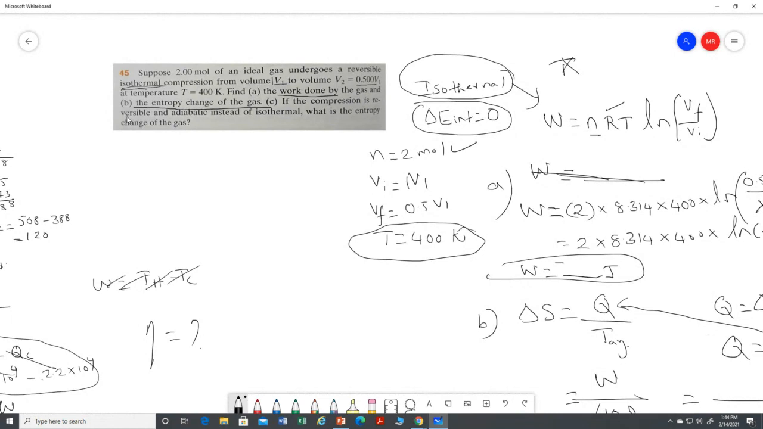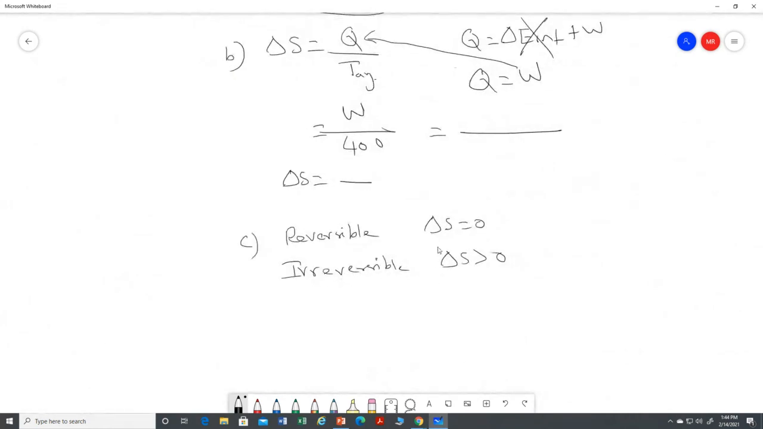What is given here? Reversible. So if it is reversible, what is your entropy, my dear? This or this? Just tell me the answer. Constant. This will be the answer. Clear? Yes. Clear?